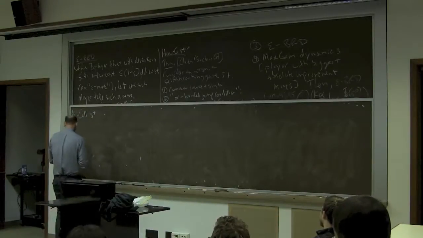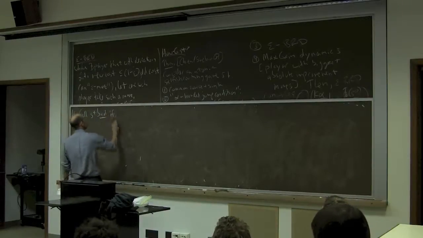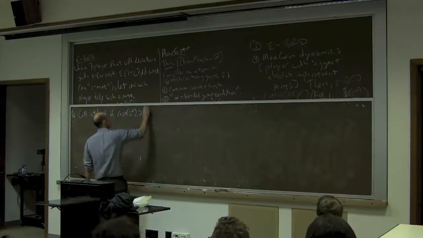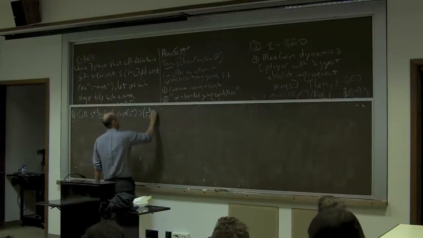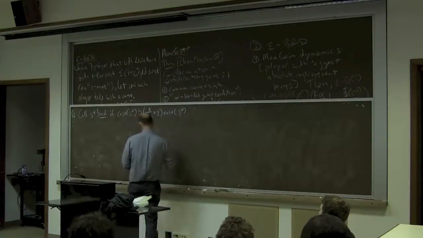Call a given state S^T bad if the condition fails, meaning cost of S^T is greater than lambda over 1 minus mu plus gamma times cost of S star. Okay?